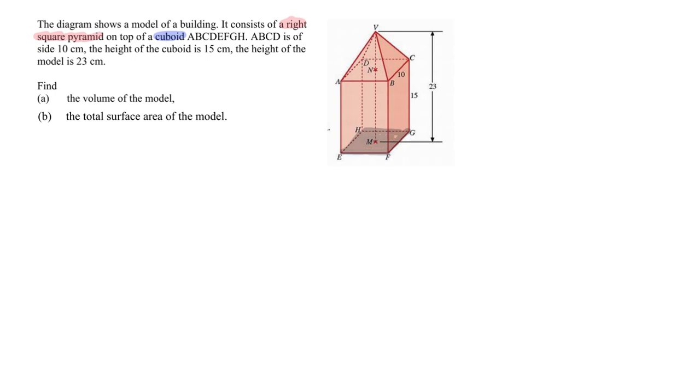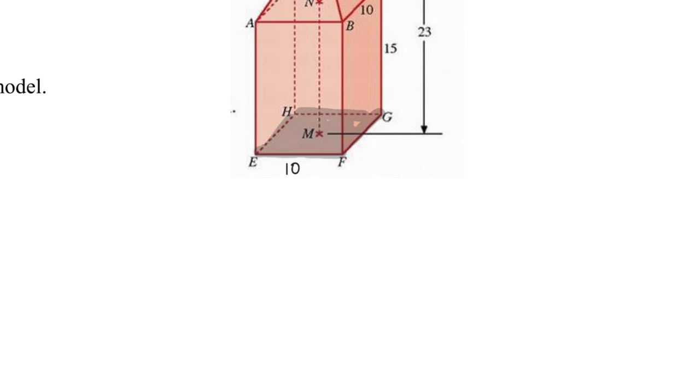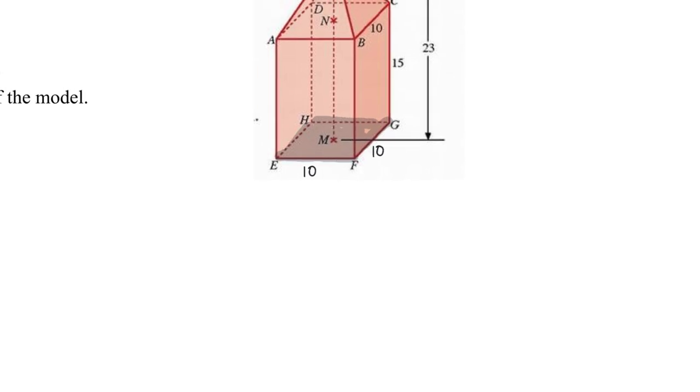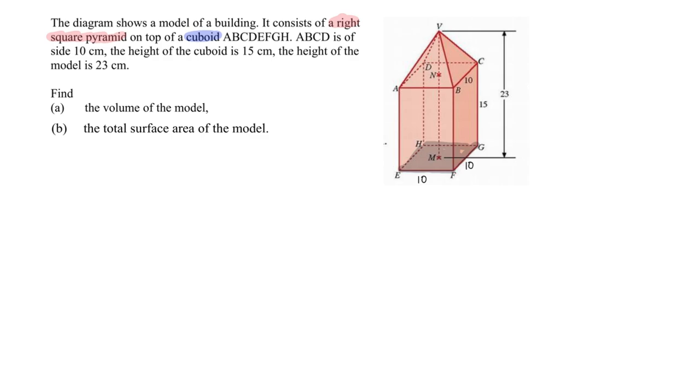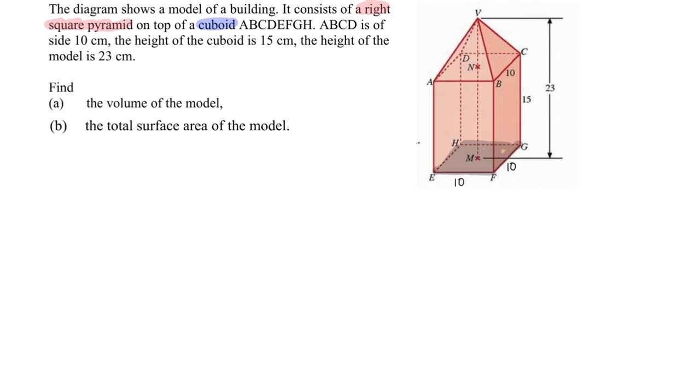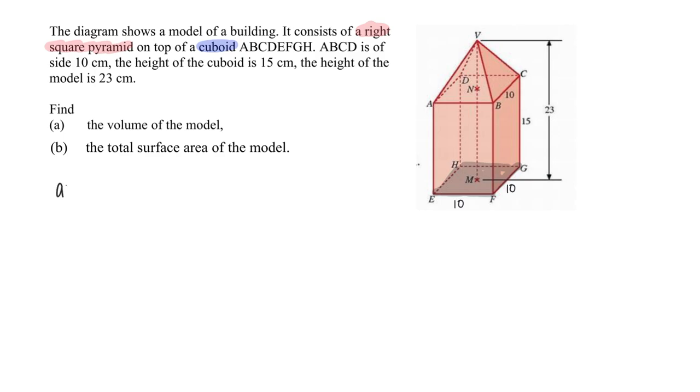Let me just zoom in. 10. Okay, great. So for part A, we are supposed to find the volume of the model. We are essentially trying to find, number one, the volume of the right square pyramid, and number two, the volume of the cuboid, and they sum up to be the volume of the whole model.